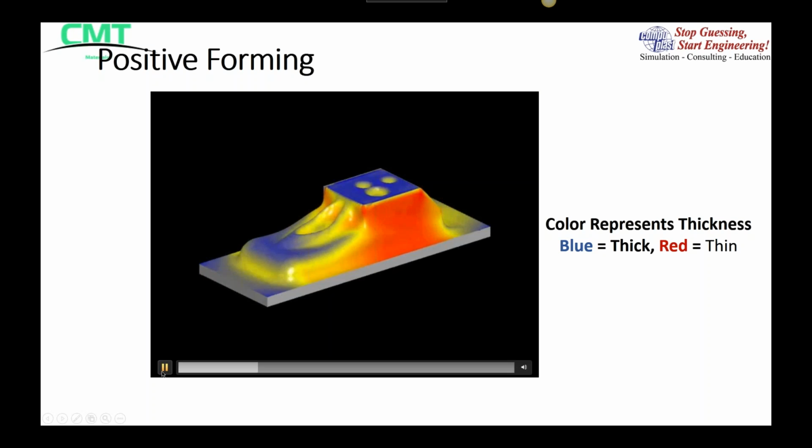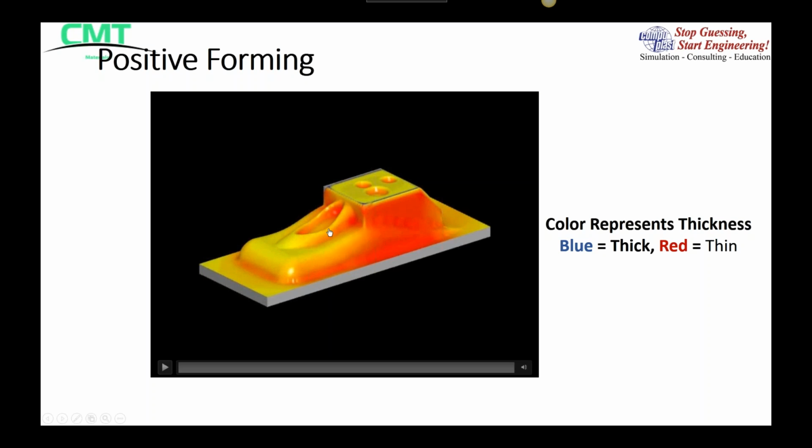The tool moves up, and then the vacuum comes on and pulls the material down, and you can see the thickness distribution by the colors.